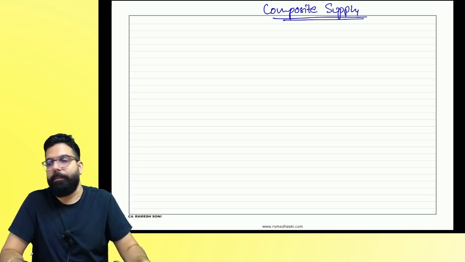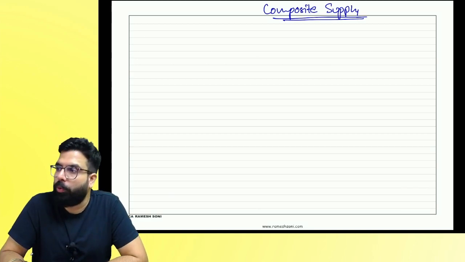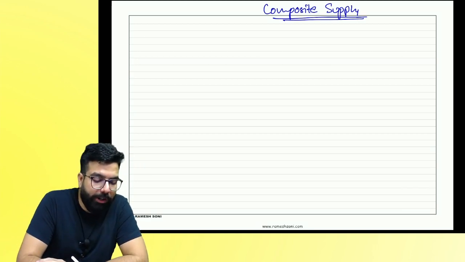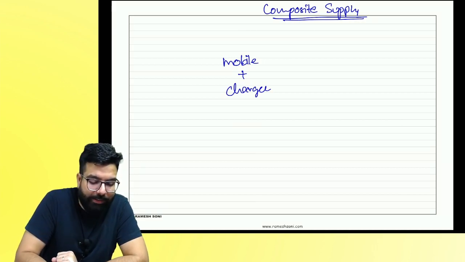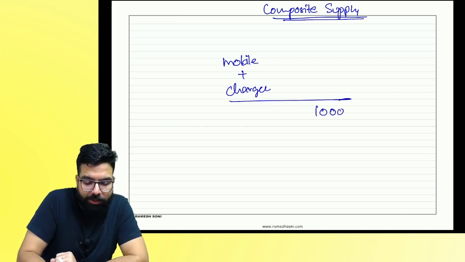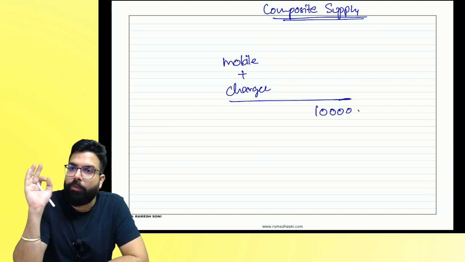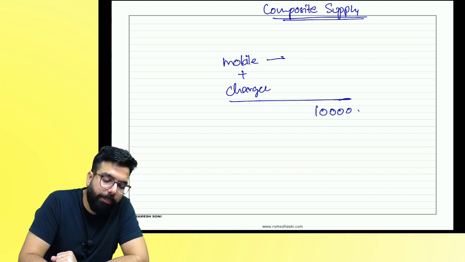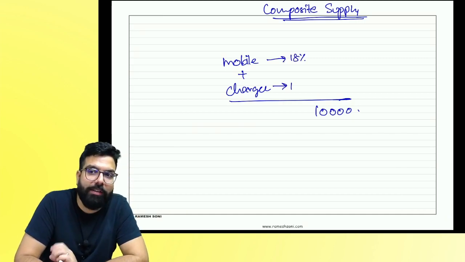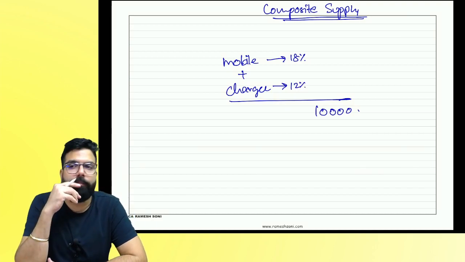For an example, you went to the market. You bought a mobile phone. Along with the mobile, he gave you a charger and they charged you 10,000 rupees for the mobile phone. The pay rate of GST on the mobile phone is 18%. And actually, if you buy only a charger, the pay rate of GST is 12%.